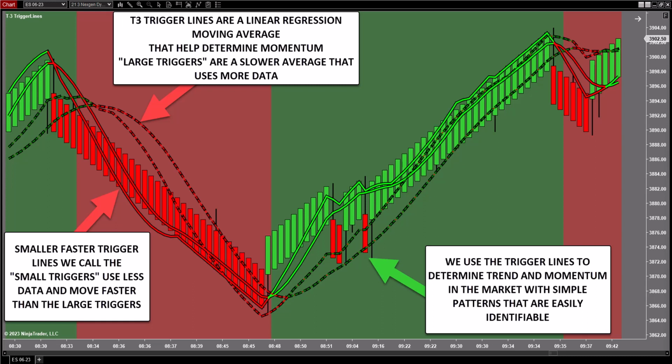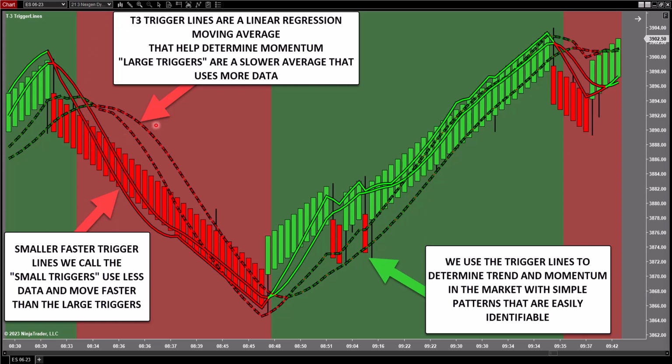Trend and momentum are pretty universal: higher highs, higher lows. Everybody says that, but we do it with a linear regression moving average. We're not trying to trick anybody. We want you guys to understand what we're doing and why we're doing it and why it works.